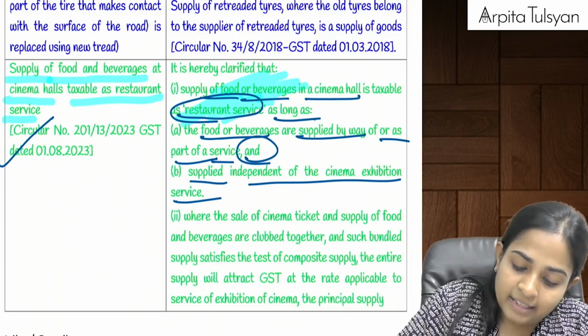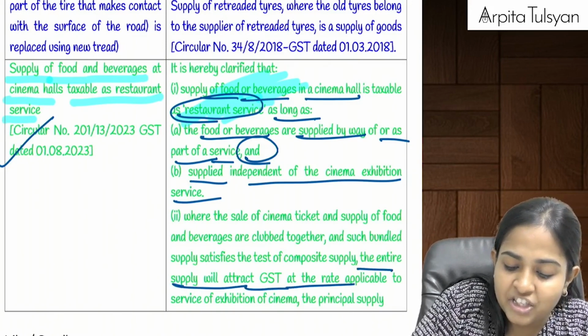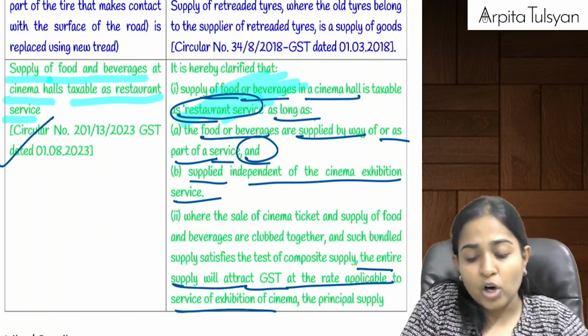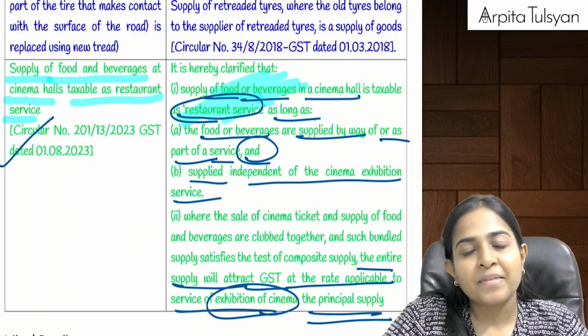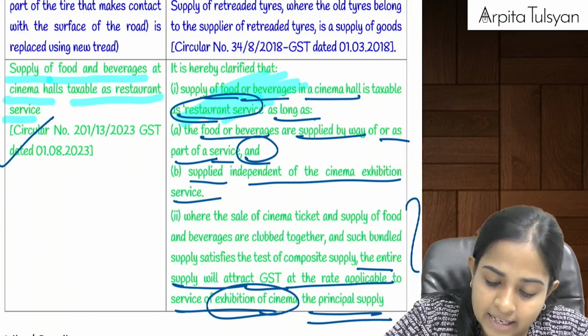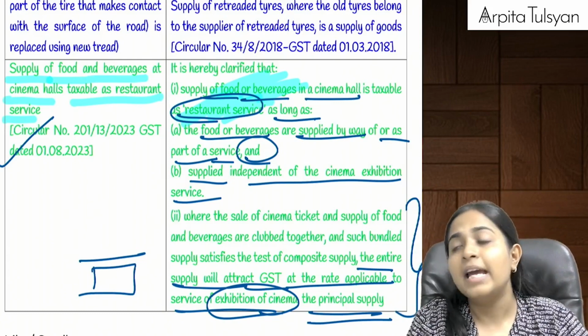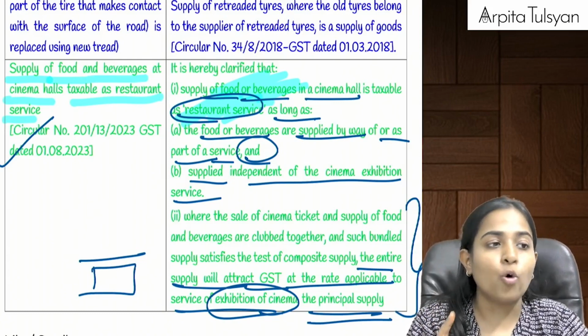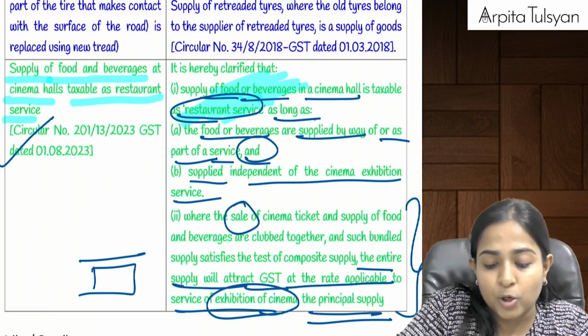So the entire supply will attract GST at the rate which is applicable to exhibition of cinema, that is the principal supply. Are you understanding? Everything is taxed at one single rate of that movie. This provision will be applicable only when the sale of both the things are clubbed together.